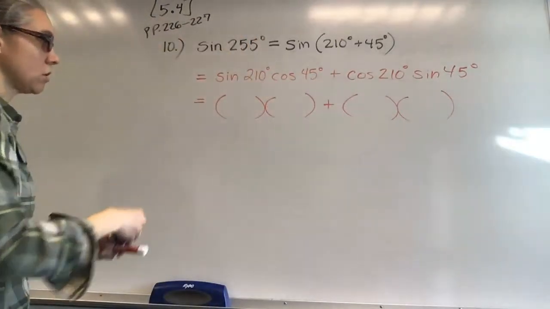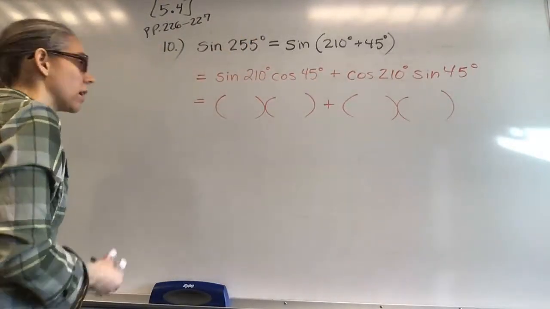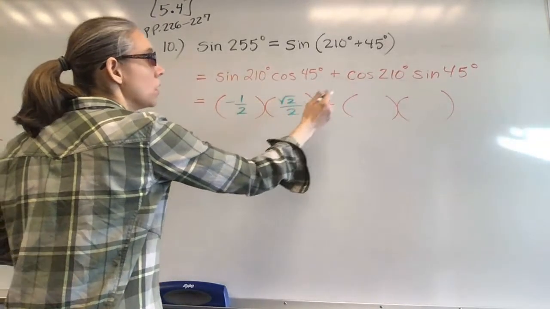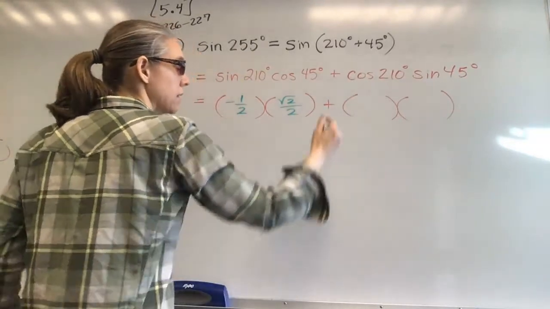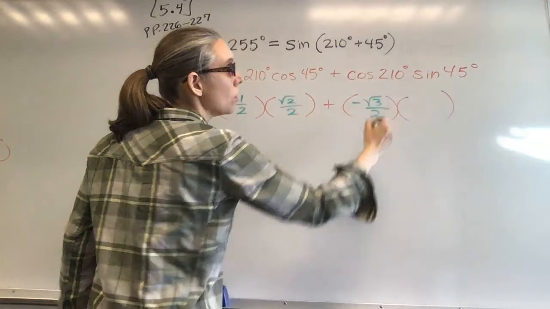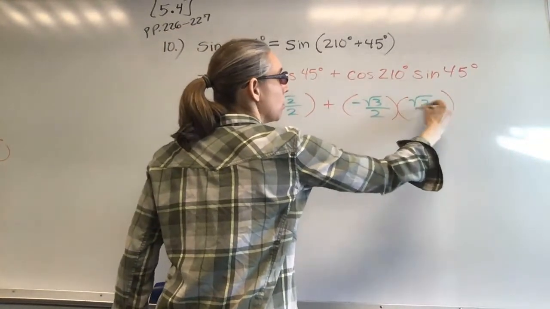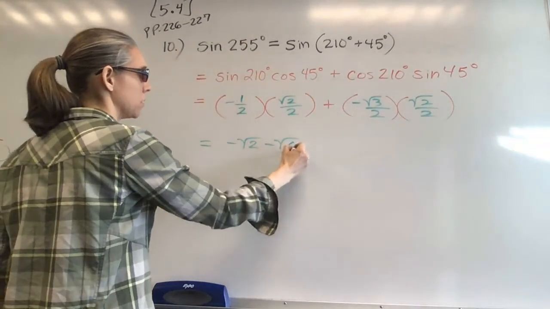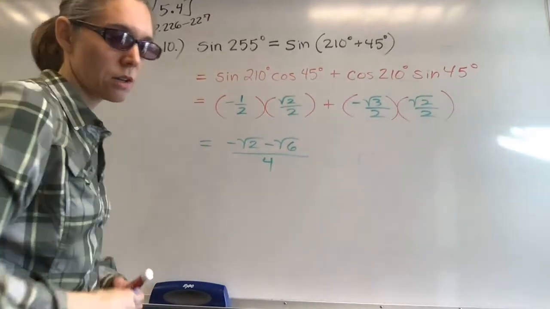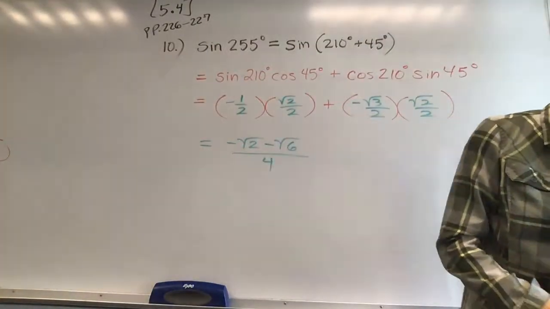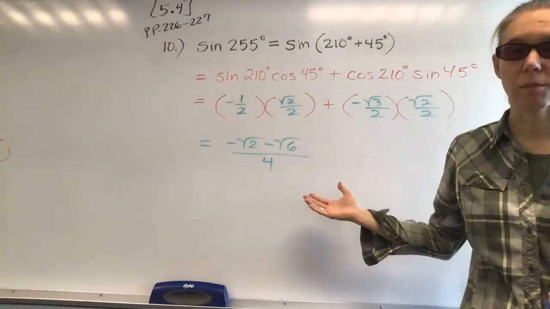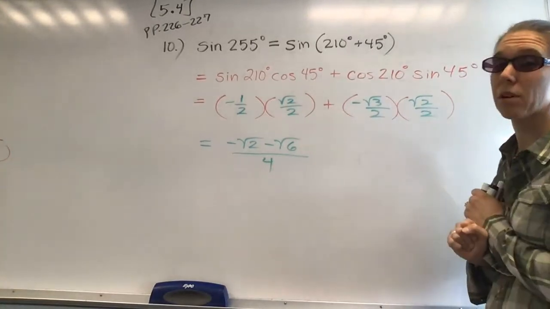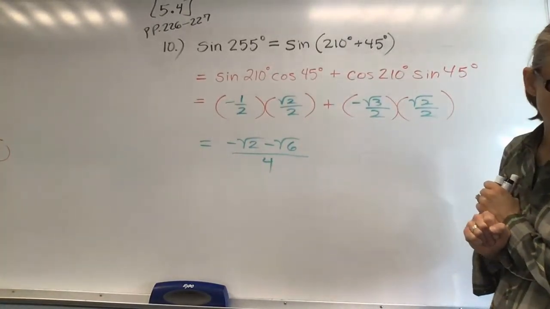unit circle. So 210 degrees, sine value is negative 1/2. Cosine 45 is root 2 over 2. Cosine of 210 is negative root 3 over 2. And sine of 45 is root 2 over 2. So this is going to simplify into negative root 2 minus root 6 all over 4, which you can check directly with calculator approximations. So it's the same as we did with the cosine sum, just different formula, but the exact same concept. Okay, so next we'll look at number 16.